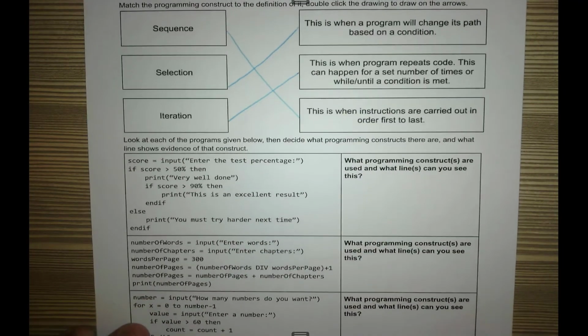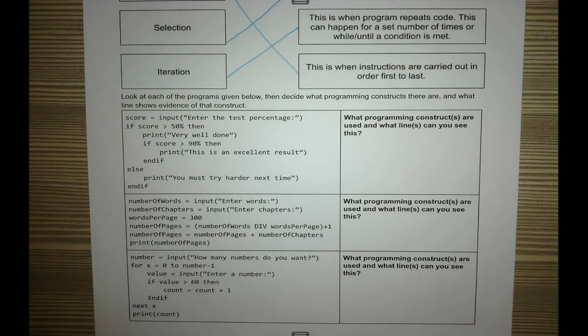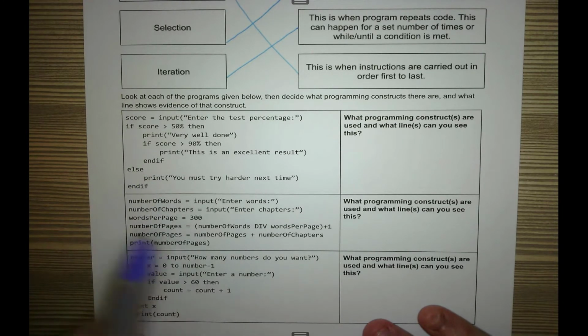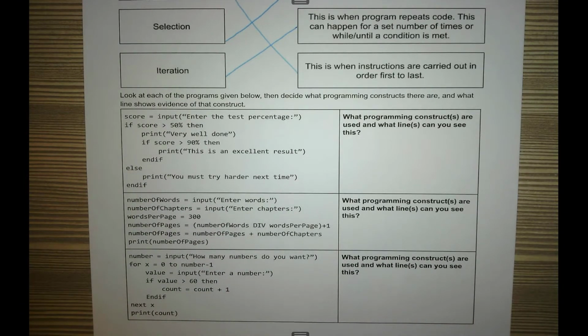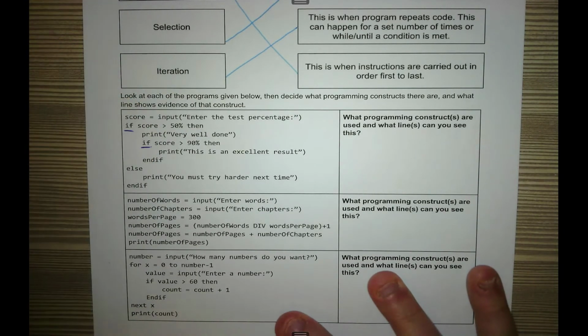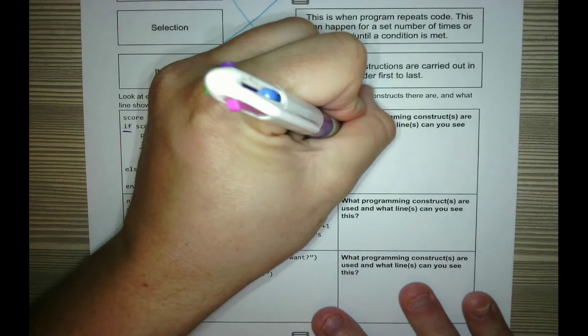So the next part of the task is you've got three different algorithms. You need to identify what programming constructs are used and what lines you can see that on. So let's start with this first algorithm. As soon as you see an if statement in a program like we've got here, your first answer should always be selection. So we've got selection.